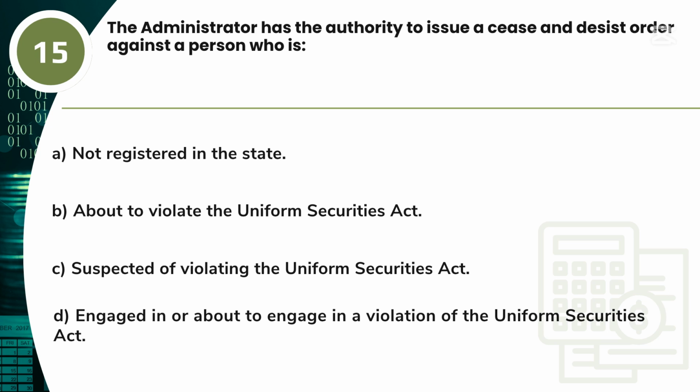The administrator has the authority to issue a cease and desist order against a person who is A. Not registered in the state. B. About to violate the Uniform Securities Act. C. Suspected of violating the Uniform Securities Act. D. Engaged in or about to engage in a violation of the Uniform Securities Act.